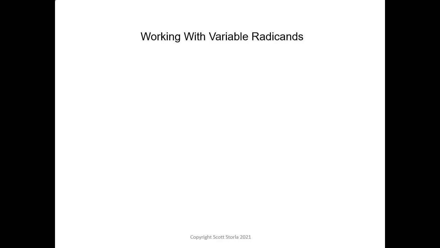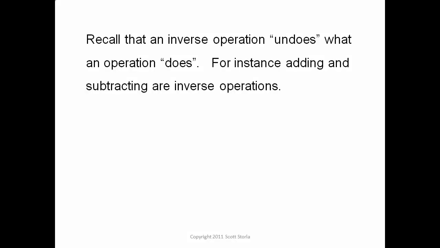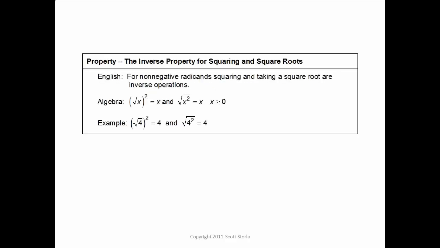In this lesson, we're going to begin working with radical expressions which have variables. And we're going to use just a couple of ideas. One of them has to do with inverse operations. Remember that an inverse operation undoes what an operation does. That leads to the idea of the inverse property of squaring and square roots. Notice that the radicand has to be non-negative, that is greater than or equal to 0.